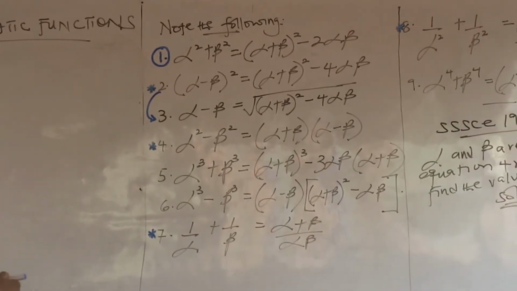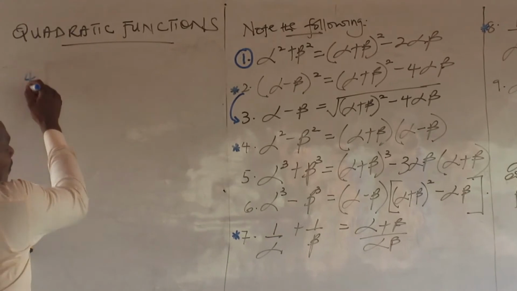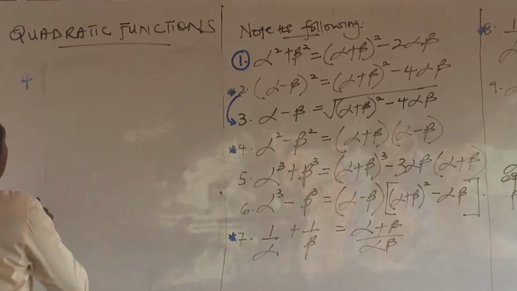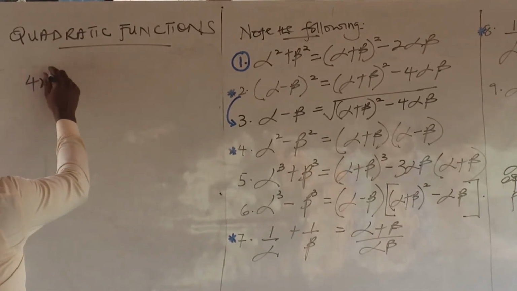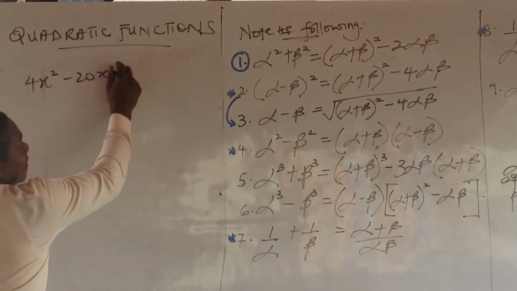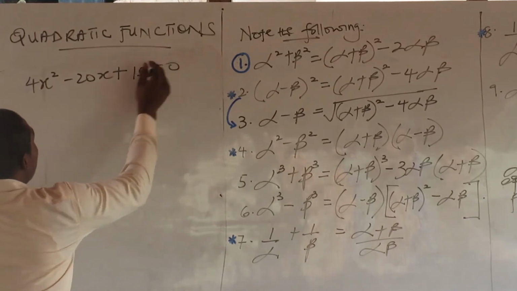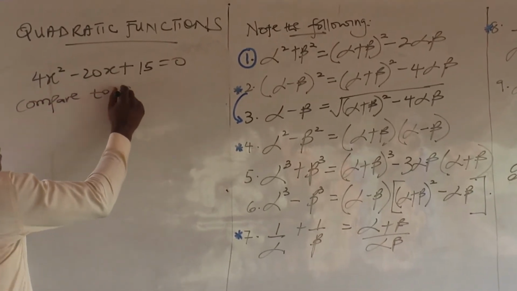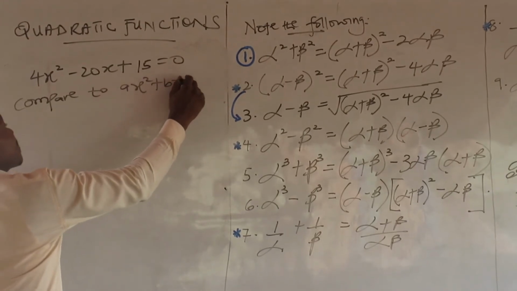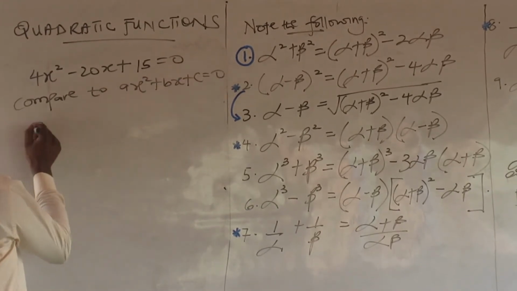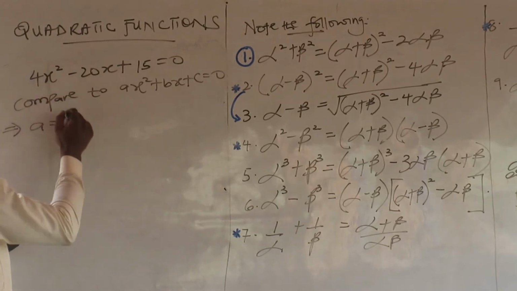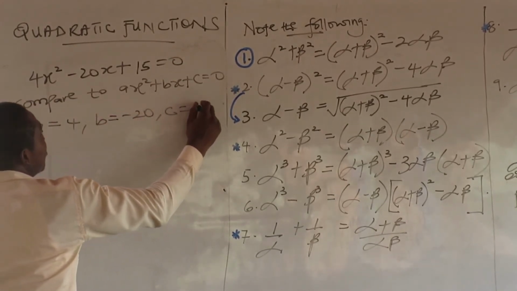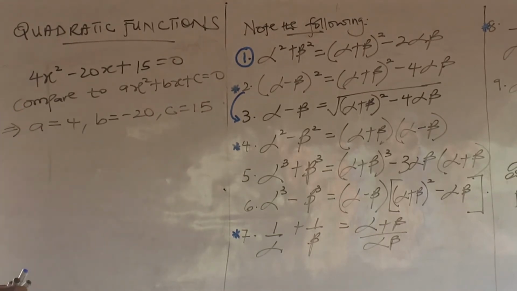Alpha and beta. So I have the equation 4x squared minus 20x plus 15 equals 0. Now I'll compare to the general quadratic equation, ax squared plus bx plus c equals 0. Implication: a happens to be 4, b is negative 20, and c is 15. Good, that's what we are seeing here.